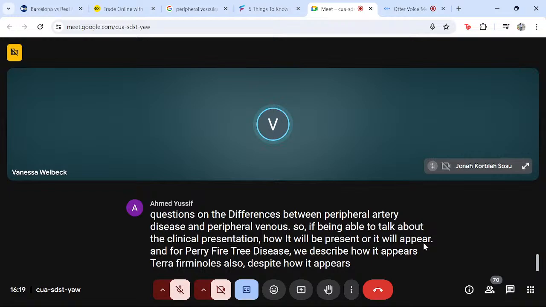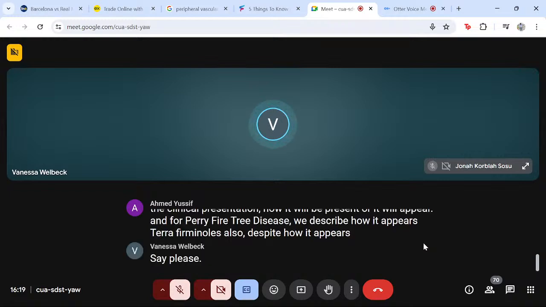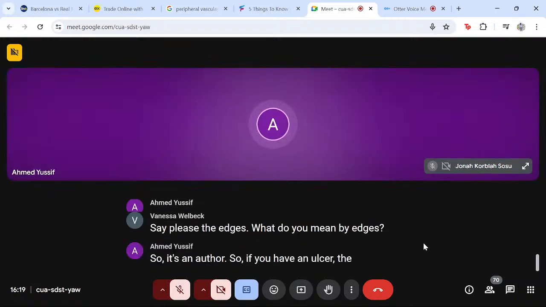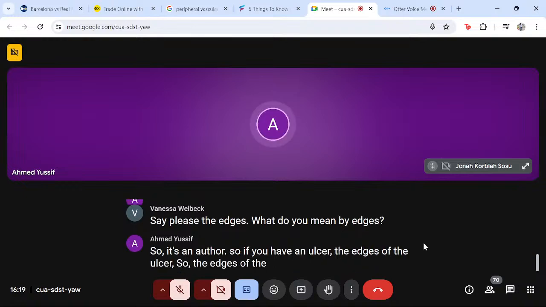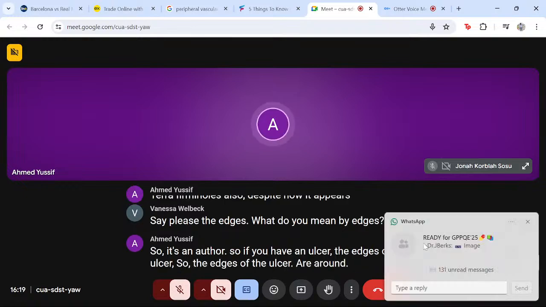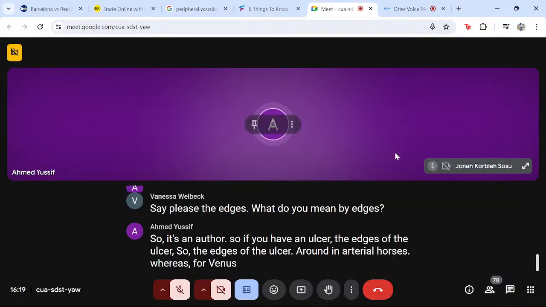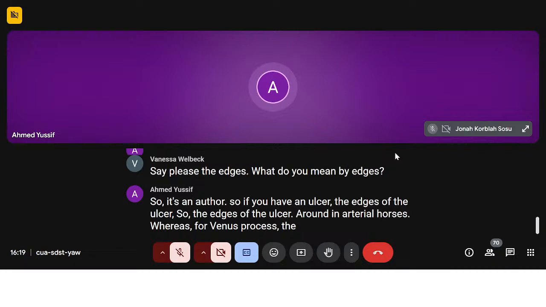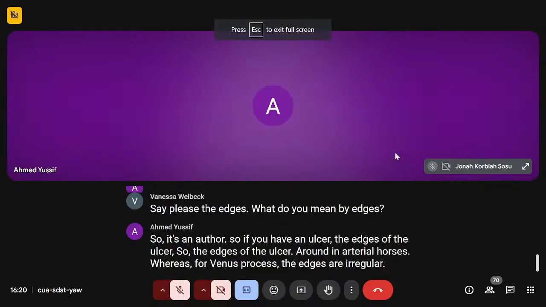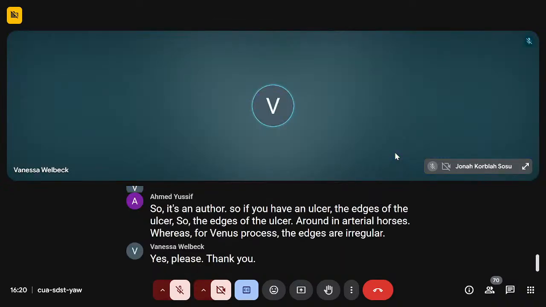Hello, sir. Please, edges. What do you mean by edges? So it's an ulcer. So if you have an ulcer, the edges of the ulcer. So the edges of the ulcer are round in arterial ulcers. Whereas for venous ulcers, the edges are irregular. Yes, please. Thank you. Okay. Any other question?